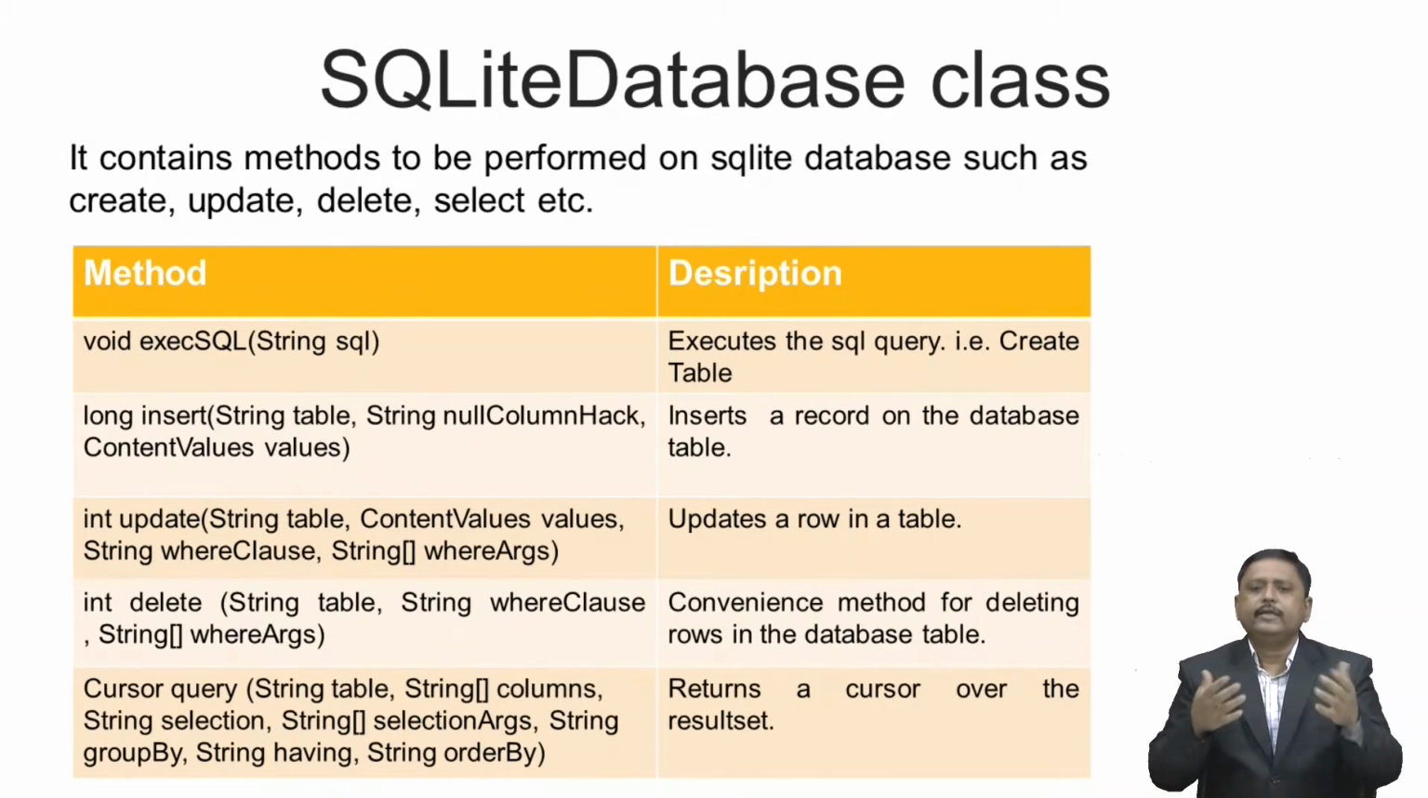So, update is used to update a row in a table, and then there is a delete method which is used to perform the delete operation. So, again it takes the table name and the where clause, which row you want to delete, that condition is specified in the where clause, and the value of the where clause is specified in the where arguments. So, it is a convenience method for deleting rows in a database table.